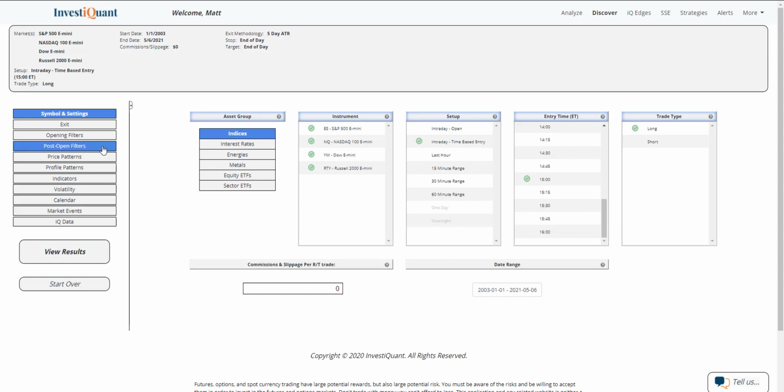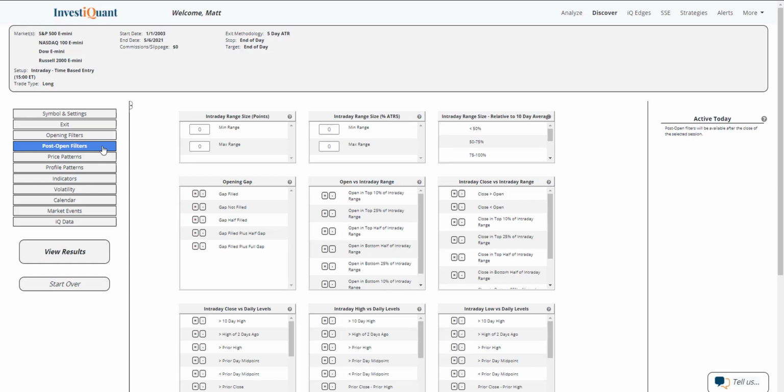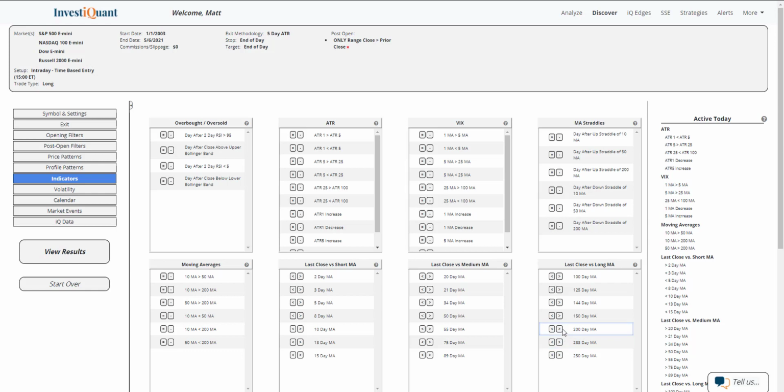Next, I'm going to go into the post-open filters and add that little bit of context saying that at 3 p.m., it is trading above yesterday's closing price. So let me hit equals here for above prior close in the intraday close versus daily levels. That just means that the time of entry, which I've got set to 3 p.m., is higher than yesterday's closing price. Next, I'm going to go into the indicators section and put us above a 200-day simple moving average. I'm not going to use the 10 because I want to keep as many samples as possible, and this is something that only happens once a month. So we're going to leave it just above the 200 to keep all the samples that we can.